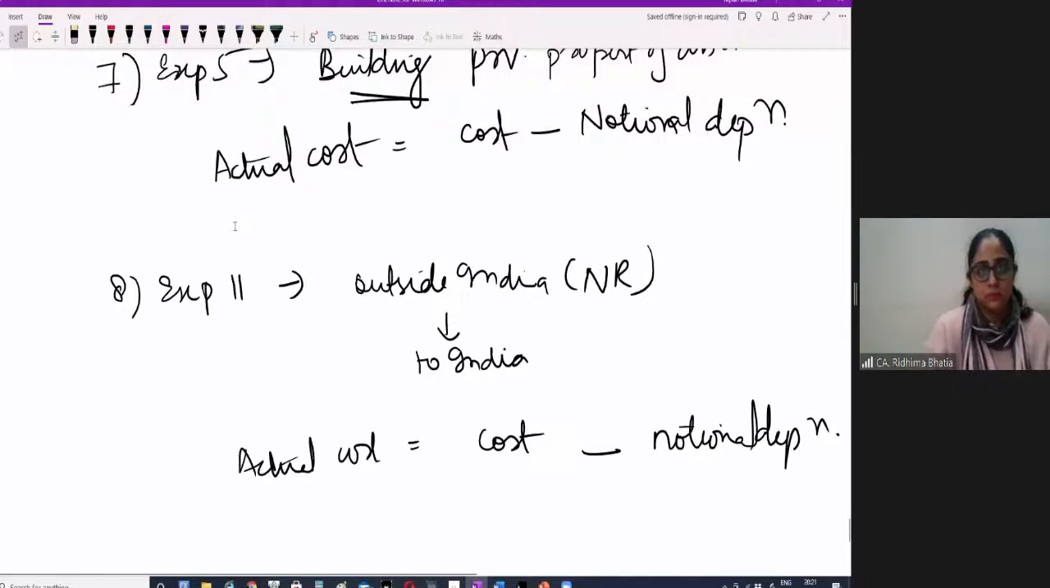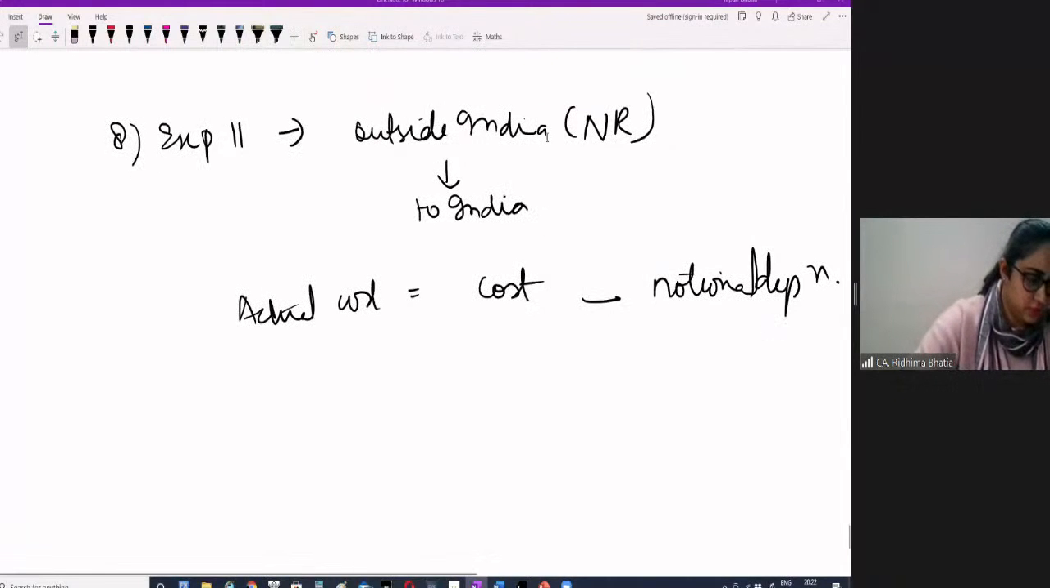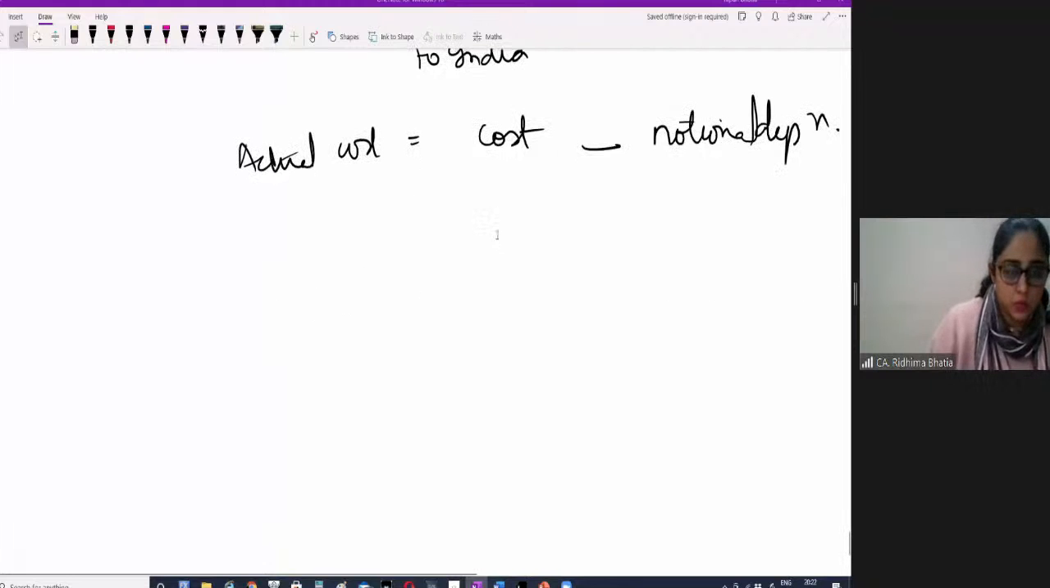Okay. Everyone getting the hold of it? I'm really going slow so that momentum and understanding could be created at the same time. Next, another scenario.